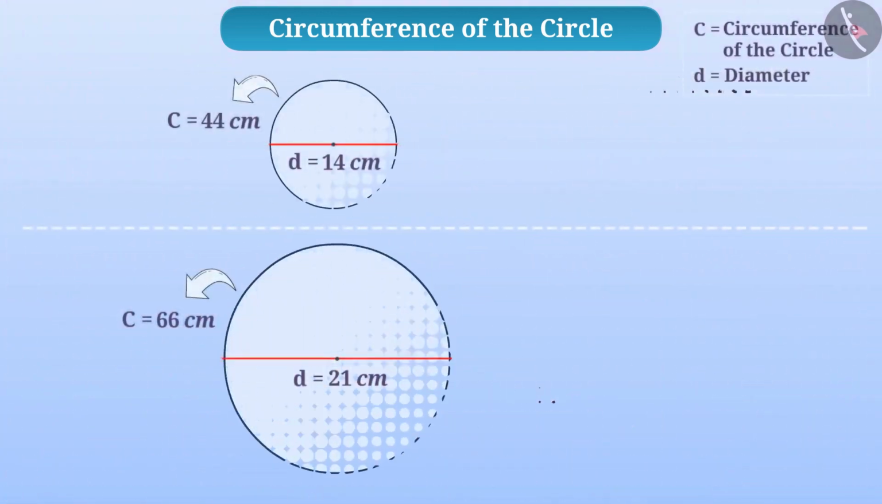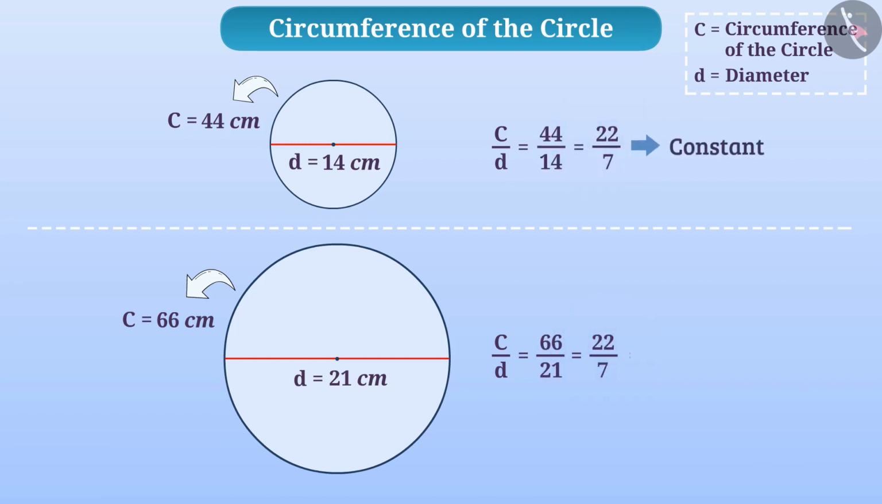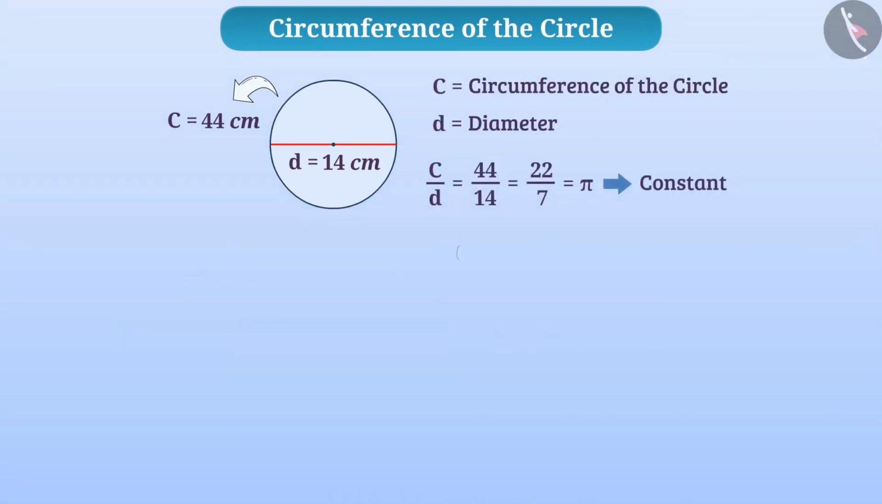There is an interesting relationship between the diameter and the circumference of the circle. If we find the ratio of the circumference of any circle to its diameter, then in each case it is 22/7. This ratio is constant, which is represented by pi. In decimal, pi is 22/7, approximately equal to 3.14, which shows that the circumference of the circle is more than 3 times the diameter.